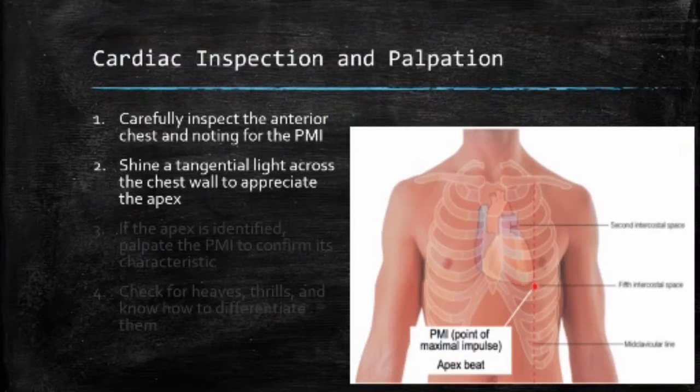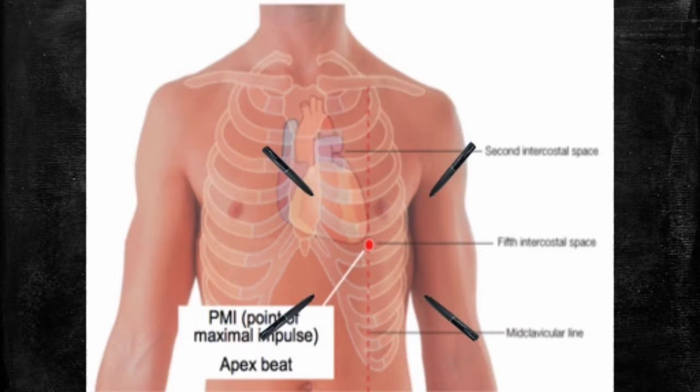Let's start the details of the examination. First, carefully inspect the anterior chest, noting the PMI by shining a tangential light across the chest wall to appreciate the apex. When shining a light, position the pen light obliquely at different positions so that you create a small shadow produced by the forward thrust of the PMI.